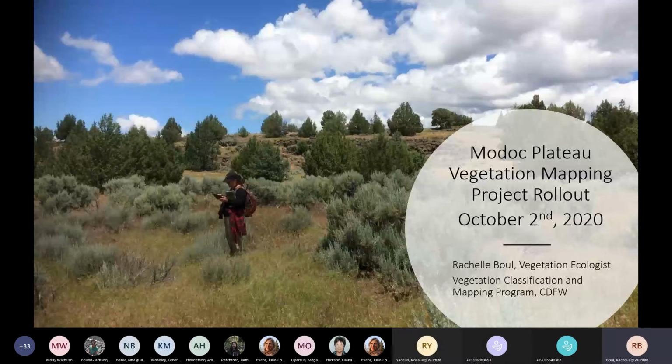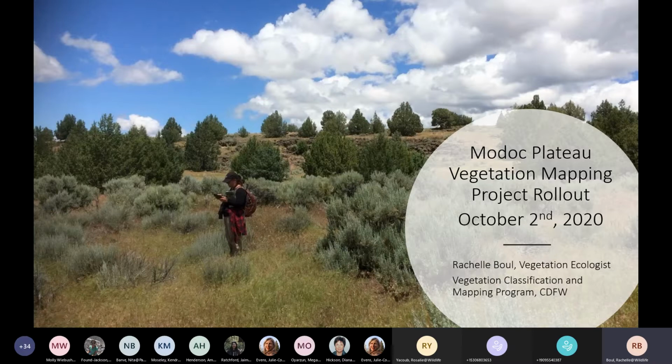We are here to talk about the fine-scale vegetation classification and map of the Modoc Plateau and surrounding region. As Rosie said, I'm Rochelle Bull, the lead vegetation ecologist with the Vegetation Classification and Mapping Program with the California Department of Fish and Wildlife. Most of you all know us as VegCamp.